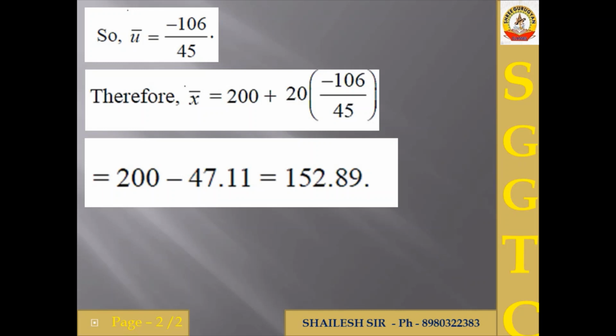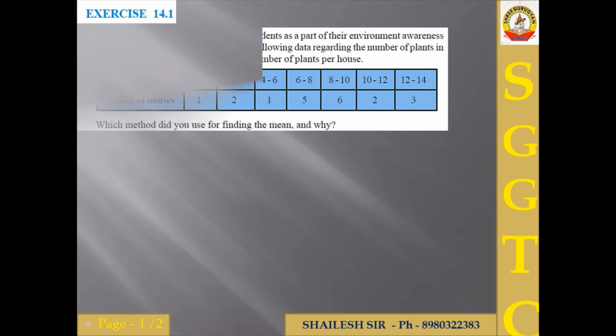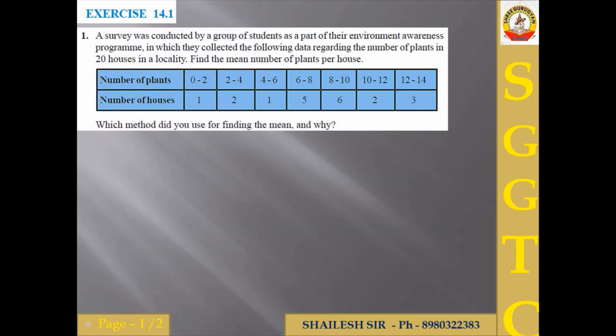So, further calculate. In exercise 14.1, I go to the first sum here: the number of plants given and number of houses. Which method did you use for finding the mean? As you like, there are three methods: direct method, step deviation method, and the assumed mean method.